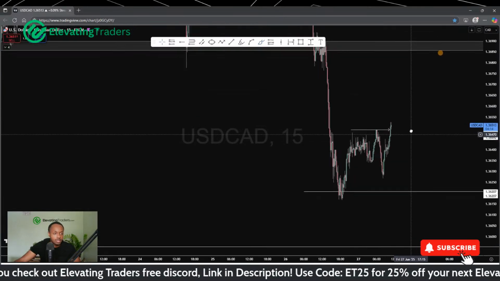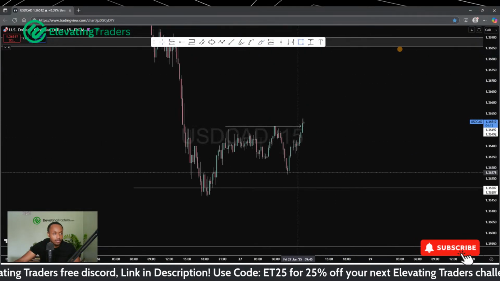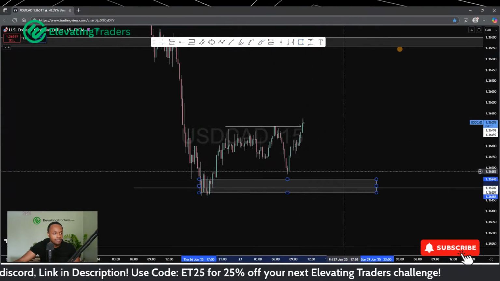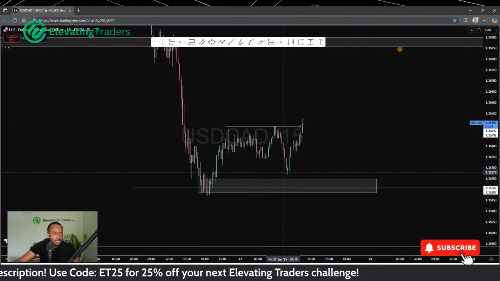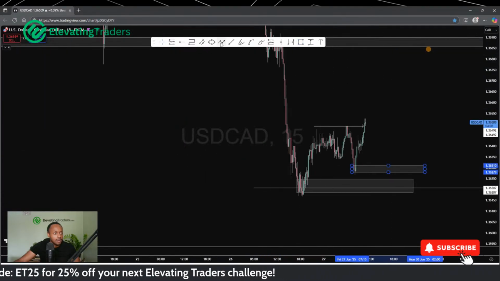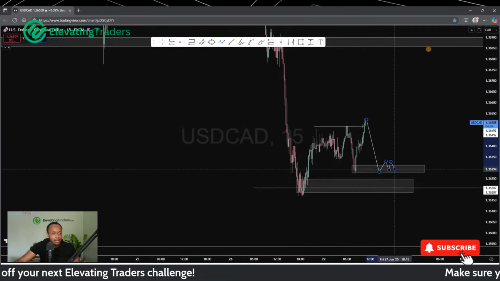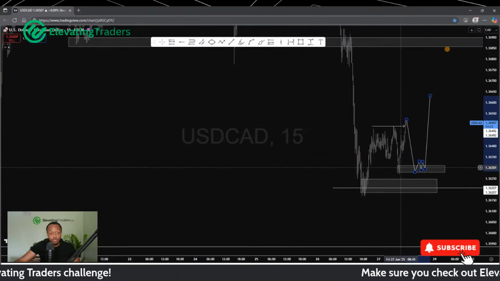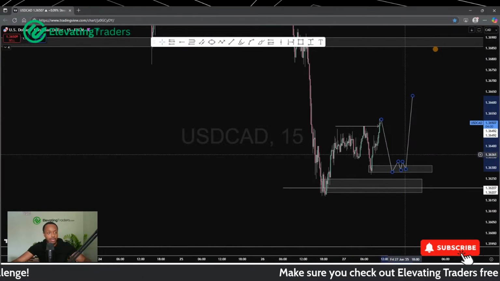So if I was looking to buy this one, perhaps I'd either wait for price to respect the lows again, or maybe even come back and retest this low here. If you come back down, respect these areas, this could be a smart place for a buy, provided we see healthy rejection.